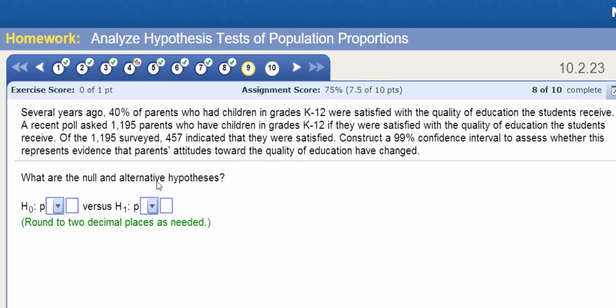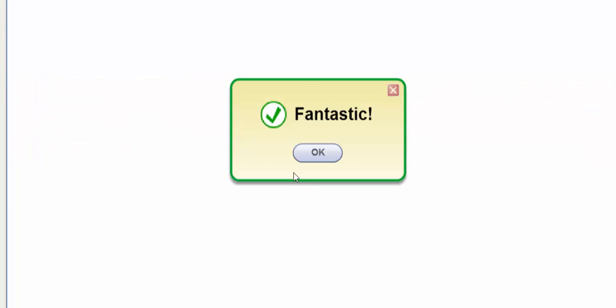So first we have to do our null and alternative hypothesis. So the null is always equals. So we're going to say 40% or 0.40. And then the alternate hypothesis is not equal to 0.40, right? Because we want to see have their attitudes changed, right? It doesn't say has it improved or decreased. So we're basically saying equals versus not equals. I press enter. And when I scroll down, it says fantastic. So we did the first part correctly.